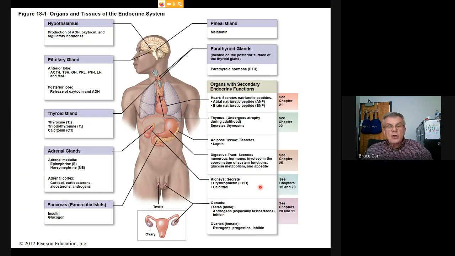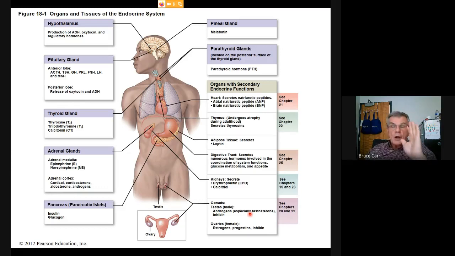I want you to look carefully at this figure because it gives you a great summary. If you know the names of the glands and their hormones from this chapter, from this figure, you're going to be well on your way to understanding the endocrine system. Now, the purple boxes are the ones we're mainly going to review, but I want to wave at this right-hand column, which says organs with secondary endocrine function. That means we're going to name the organ by a name related to its system.